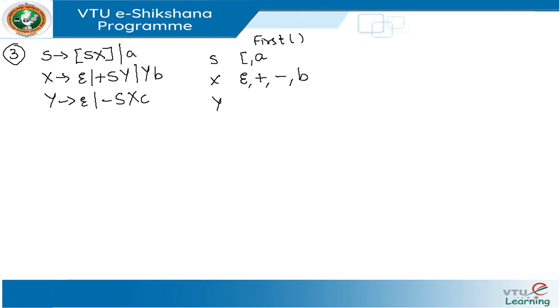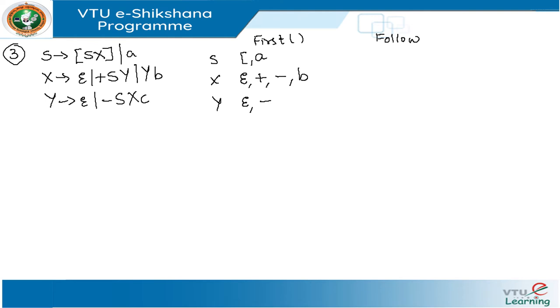Coming to the first set of Y, we have epsilon in the first alternative, and in the second alternative we can get the terminal symbol minus. So these two symbols are present in first of Y. So now we will write the follow set of the non-terminals.